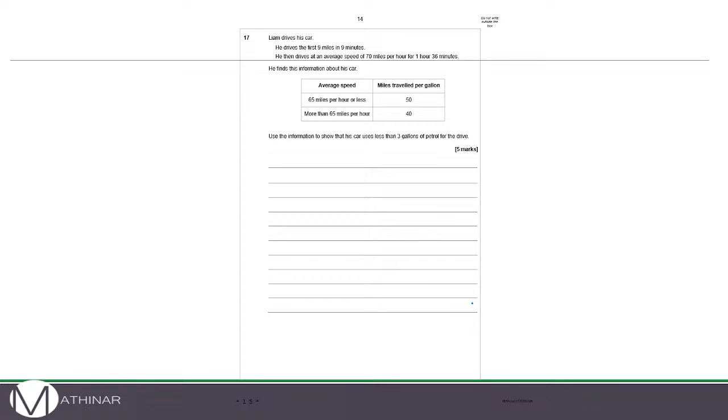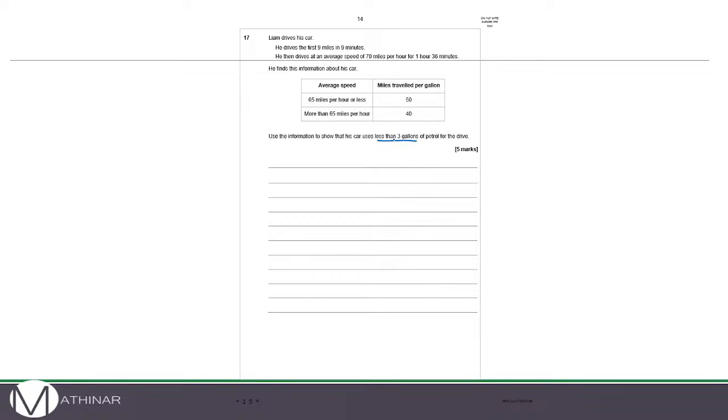Next, number 17. Liam drives his car. He drives the first 9 miles in 9 minutes. He then drives at an average speed of 70 miles per hour for 1 hour 36, and he's got this information. Use the information to show that he uses less than 3 gallons of petrol for the drive.